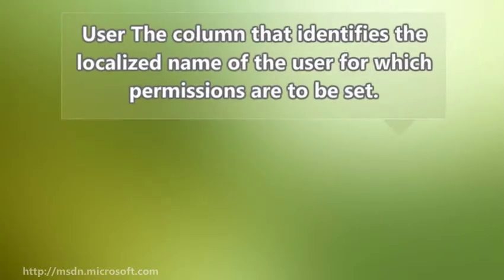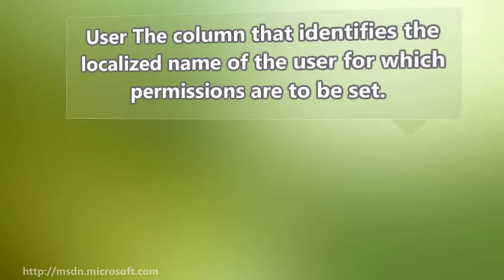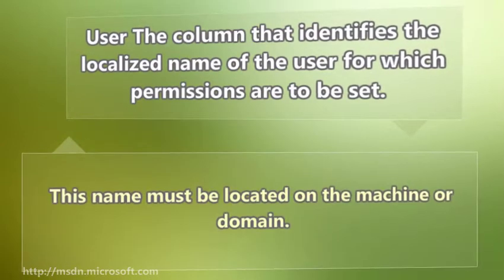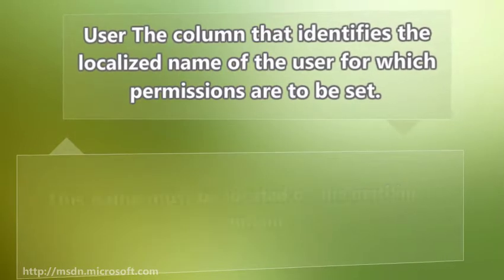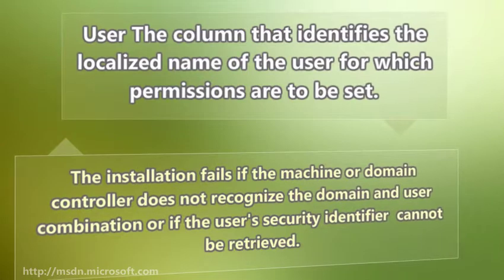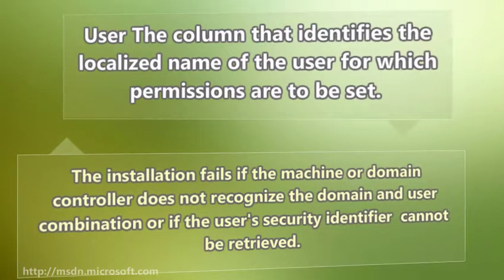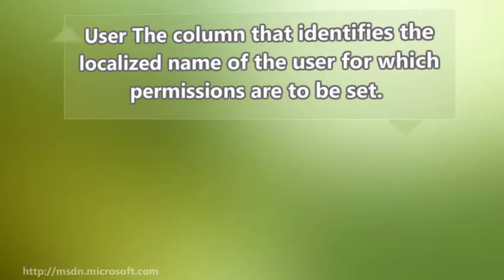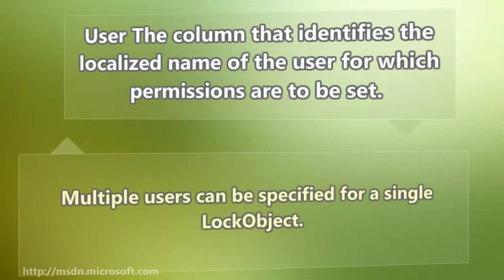User: the column that identifies the localized name of the user for which permissions are to be set. This name must be located on the machine or domain. The installation fails if the machine or domain controller does not recognize the domain and user combination, or if the user security identifier cannot be retrieved. Multiple users can be specified for a single lock object.